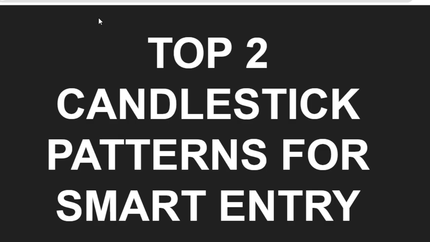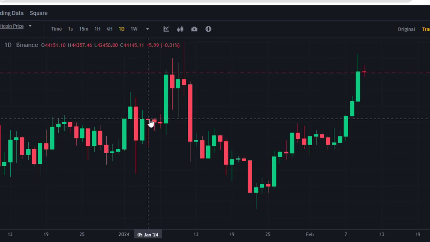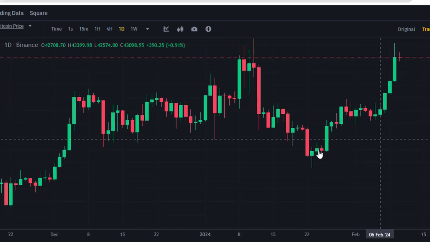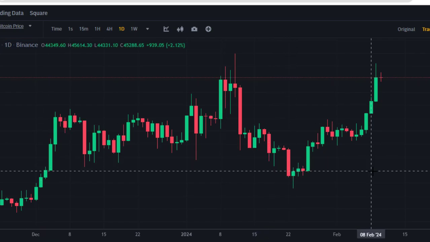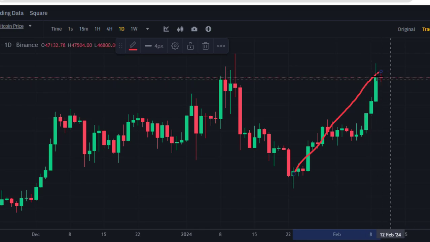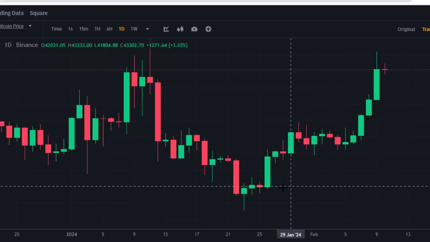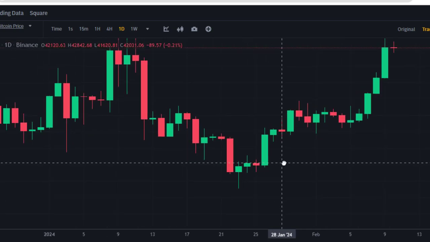Top 2 candlestick patterns for smart entry. Candlestick pattern number 1, bullish and bearish closing price reversal candle. What does this mean? If you go to the BTC USDT chart, the 1-day chart on Binance, if you look at this very level of support, the market moved all the way from here, came into this point, and then moved from this very area upward to this very point where the price is now, 47.1k. If you look at this level of support, we see a bullish closing price reversal candlestick pattern.